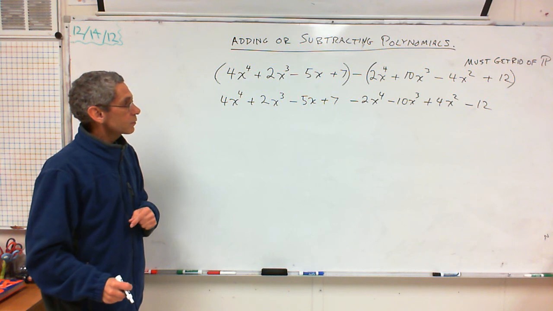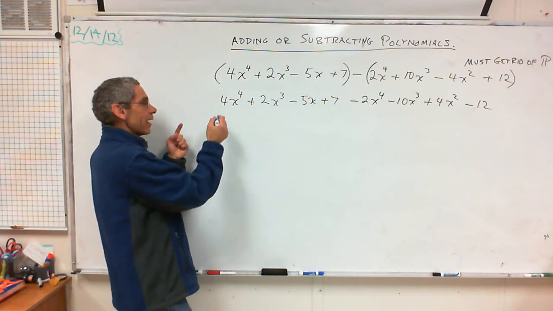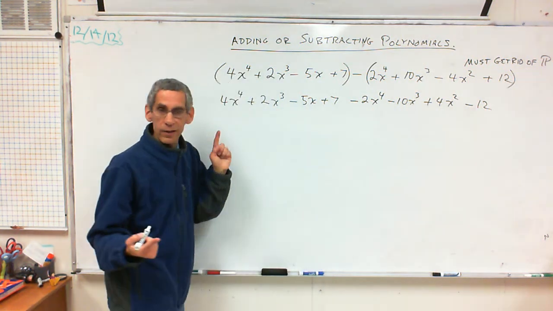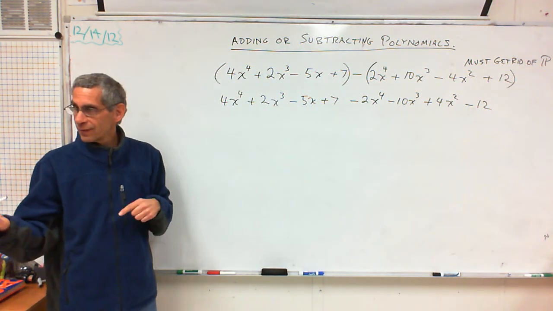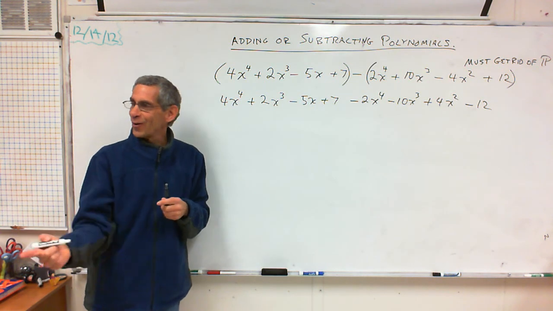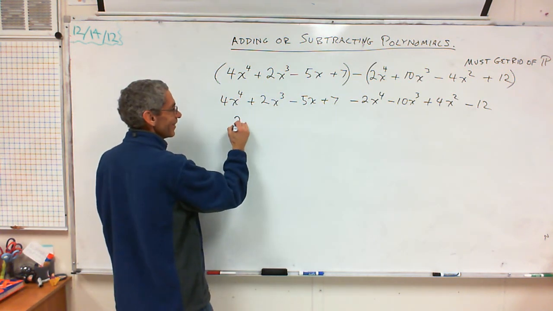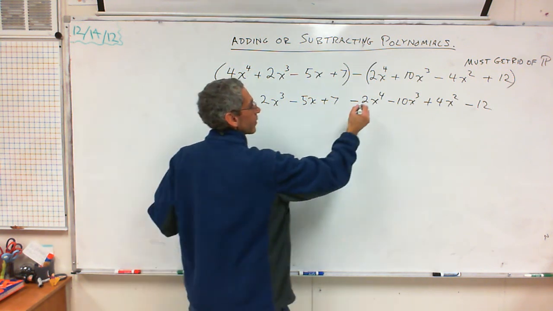All right, now what do I do? Erase the parentheses, right. Good, okay. So I'm going to add like terms. 4x to the 4th minus 2x to the 4th. How many x to the 4th do I have? 2x to the 4th, right? Yes, and then I'm going to cross those out.